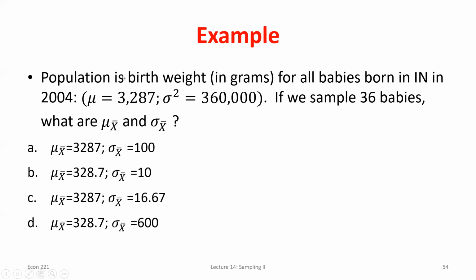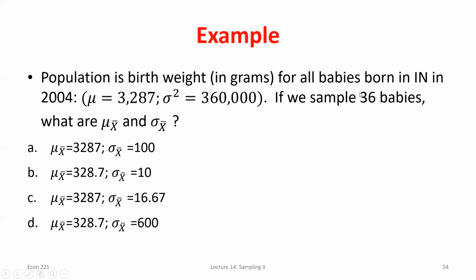So if I had every single birth in Indiana in 2004, so I had the population data for Indiana births, I look at that population data and find the population mean. Average function in Excel, variance function in Excel, and we find that the average is about 3,287, and the variance is 360,000. So that's the data that we're sampling from.